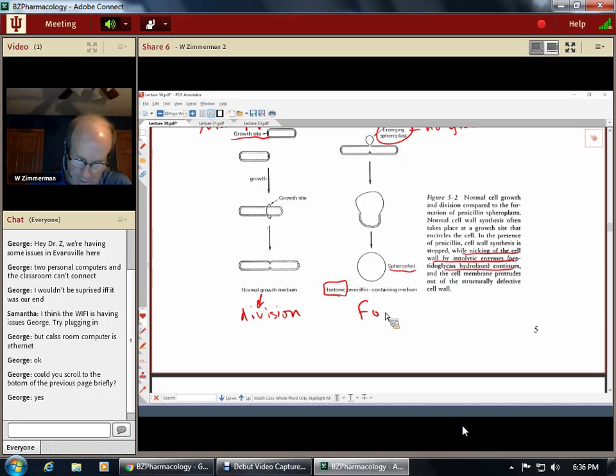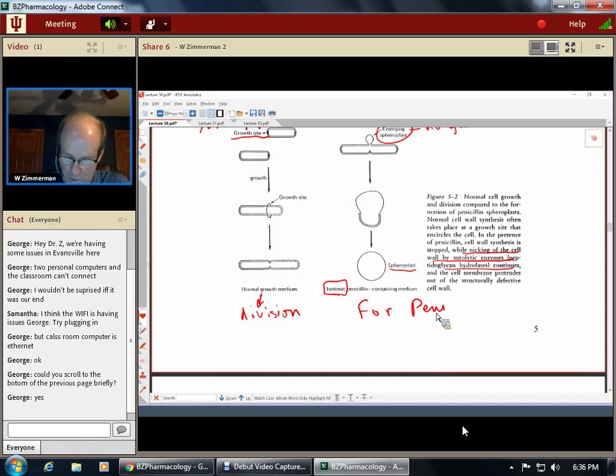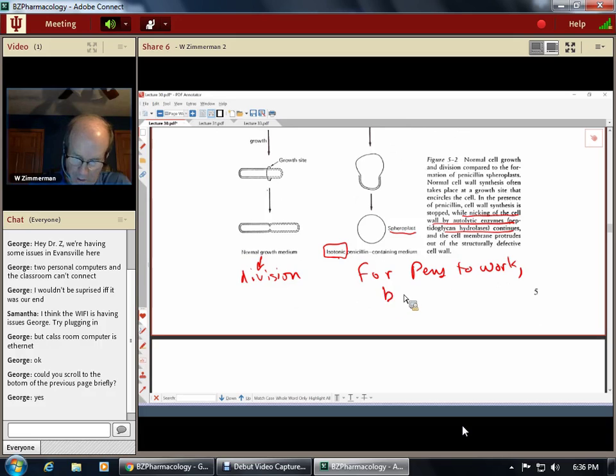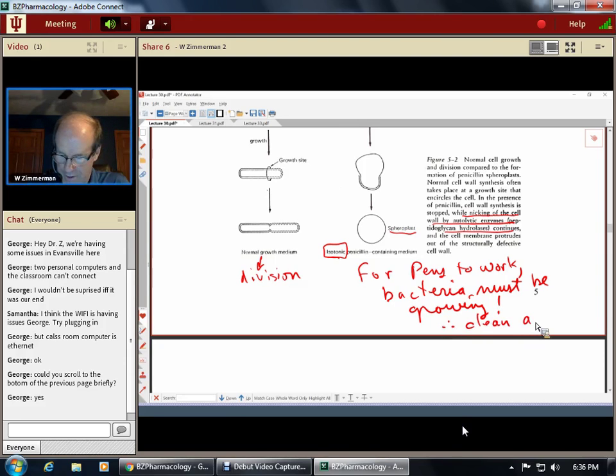So for the penicillins to work, bacteria must be growing. Therefore, we clean an abscess. Scrape it up. Not with the idea that we're going to kill all the bacteria, even when you put topical antibiotics in there. It's in tissue there. But it does allow the bacteria to start growing quickly again. And then you zap it with a cell wall inhibitor.